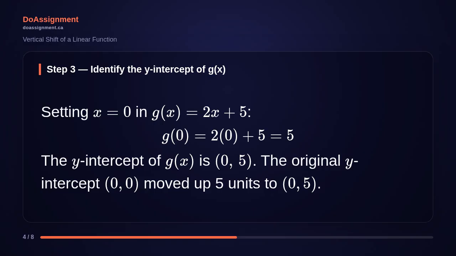To find the y-intercept, we substitute x equals 0 into g of x. We get 2 times 0 plus 5, which equals 5. So the y-intercept of the new function is the point (0, 5), exactly 5 units above the original y-intercept.